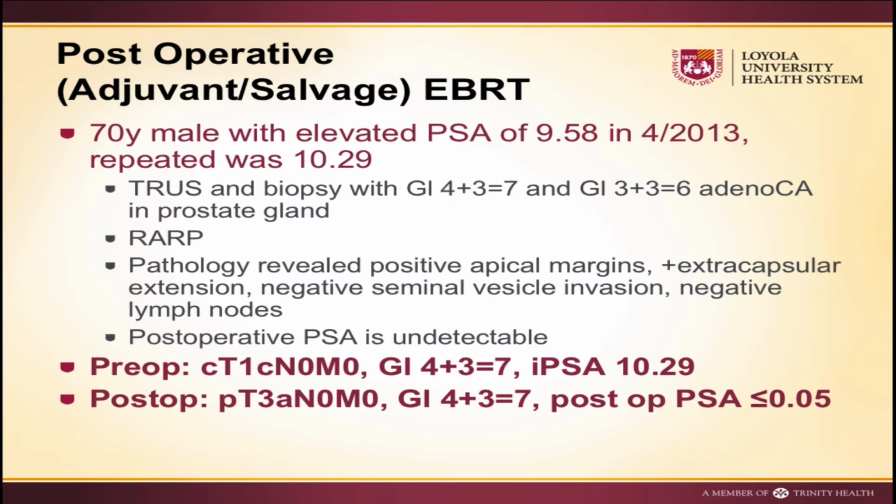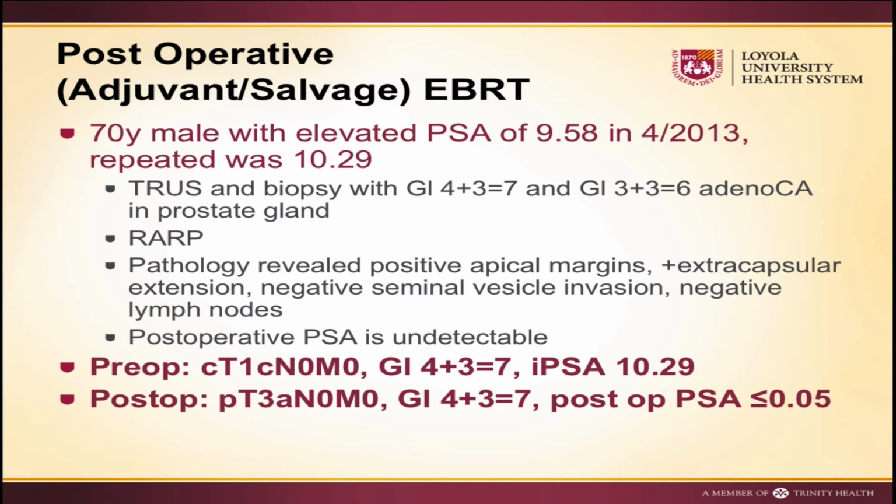So that particular case was for a favorable intermediate risk patient. We could talk a lot longer on high risk and various other factors. But the next scenario that you guys probably see a fair amount of is patients who've gone for surgery and either have risk factors for recurrence or who have a rising PSA months or years later. So this particular patient was 70, had a PSA of around 10, and had a TRUS biopsy that showed primary Gleason 4, secondary 3 as the dominant Gleason pattern. Underwent a robot-assisted radical prostatectomy.